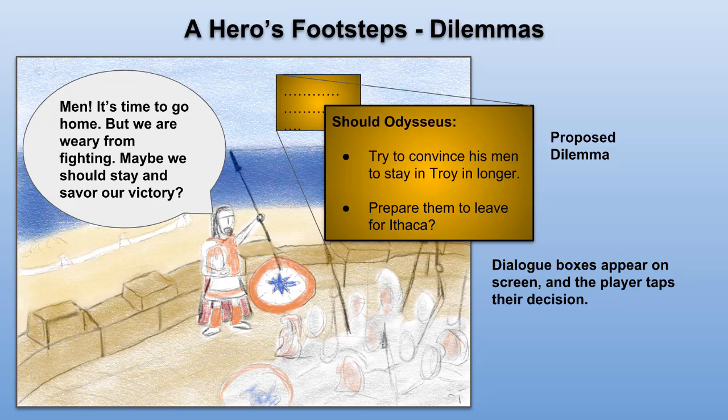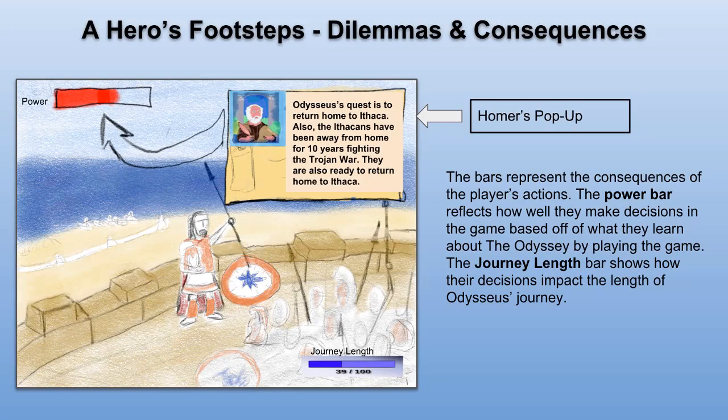This screen shows an early prototype of a dilemma the player may face. Should Odysseus and his men return home to Ithaca or stay and rest? Dilemmas lead to consequences. These play out in Odysseus' power bar and journey length indicator. The power bar represents Odysseus' will to get back home and how well the player's choices line up with the story and plot of the Odyssey.